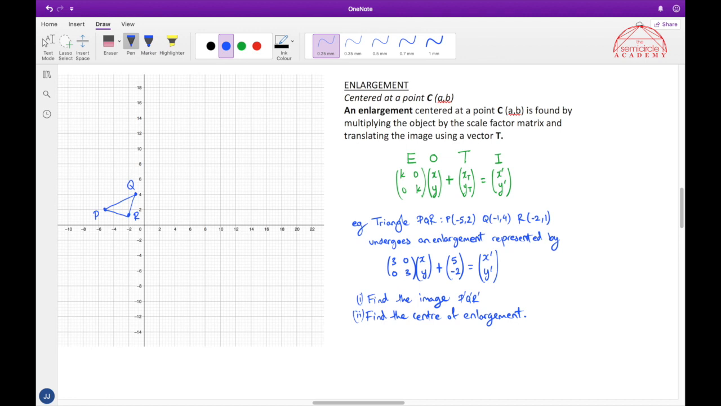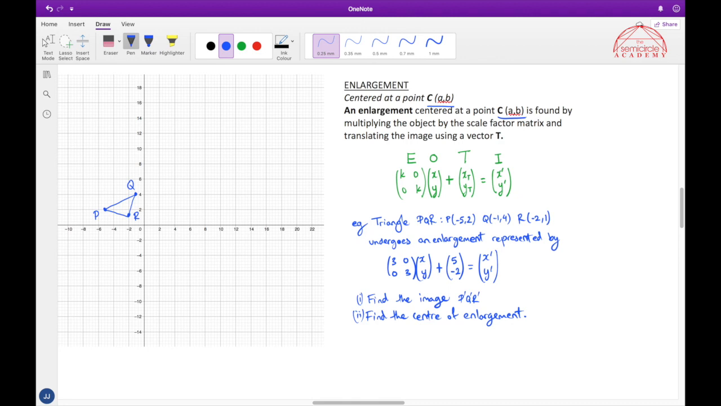Now moving on to this, we have the enlargement, but where the center of the enlargement is not the origin, the center of the enlargement is some point A, B. So an enlargement centered at the point C, which is coordinates AB, is found by multiplying the object by the scale factor matrix, which is what you normally did, and translating the image using some vector t.